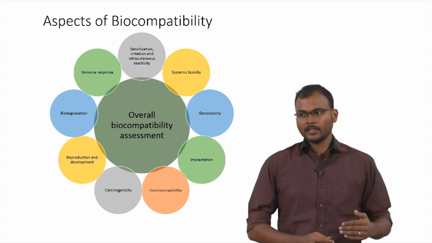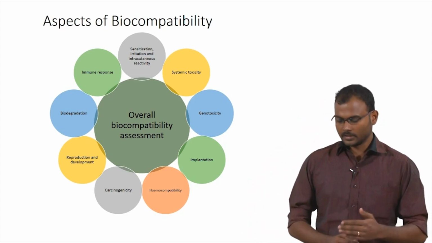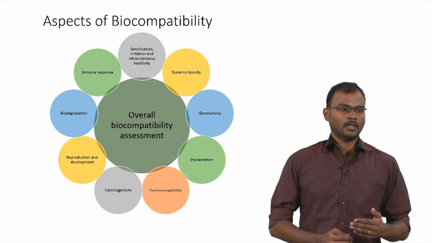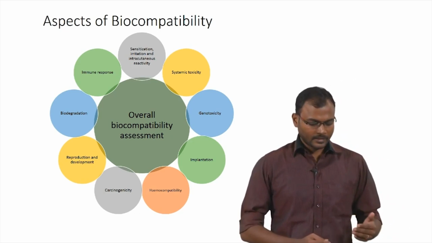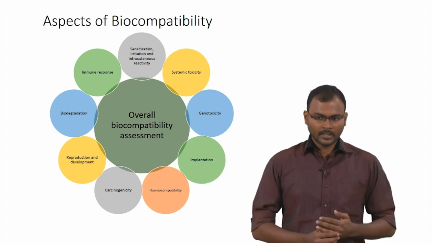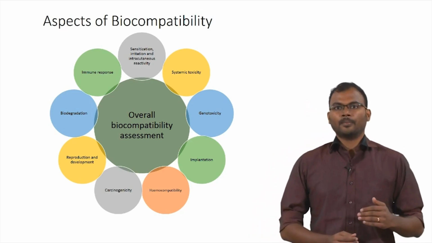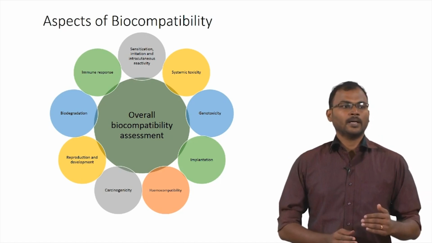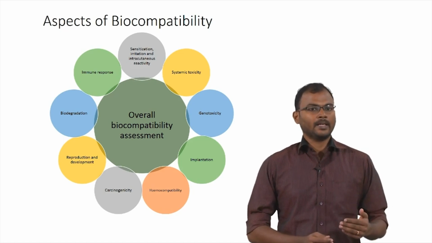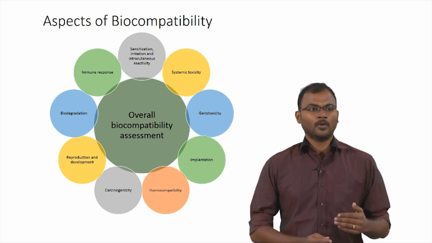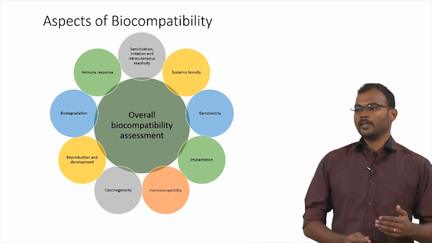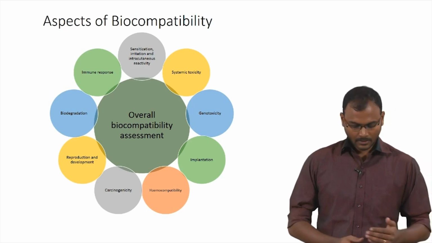And carcinogenicity is again linked to genotoxicity or mutagenicity, where if there is a mutation, it can lead to cancer-causing effects, which will lead to further rejection of your implants. Reproduction and development is not primarily used for all the materials, but if there is a possibility that your material leachate, your nanoparticles or the molecules you are using can affect the reproductive system or the embryonic development stage, it has to be checked for that.